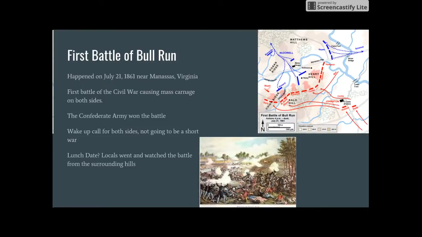The First Battle of Bull Run, also known as the First Battle of Manassas, took place just outside of Manassas, Virginia, in July of 1861. This was really kind of the first actively engaged battle by both sides. Okay, Civil War had been declared a couple months earlier. You had all the states that had seceded, the issue at Fort Sumter.